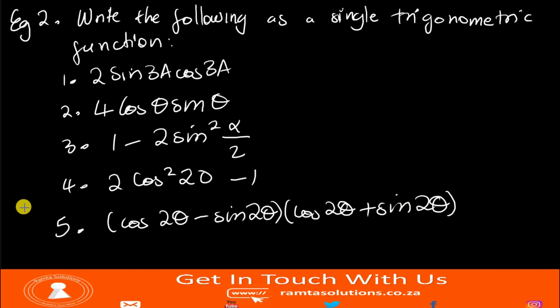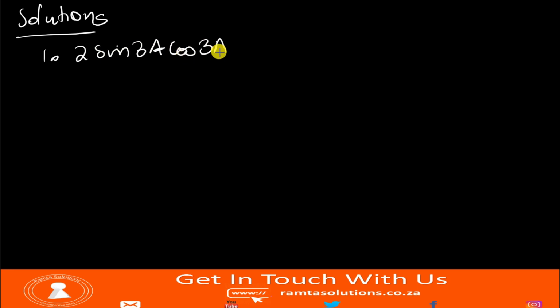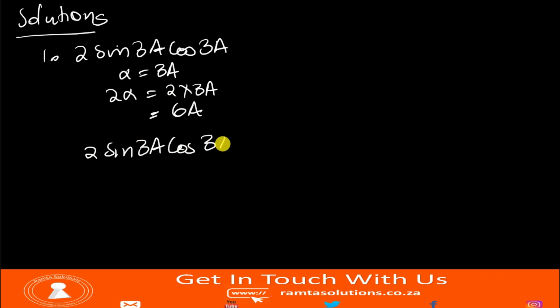Okay. So, let me see. Yeah, so let's get our solutions for these. So, our solutions. Number 1, we had 2 sine 3a cos 3a. This looks like we are dealing with double angle of sine, right? As you can see, our alpha here is 3a. Now, what is double alpha? Double alpha will be 2 times 3a, which is 6a. Therefore, 2 sine 3a cos 3a will be sine 6a. Okay? It will be sine 6a.